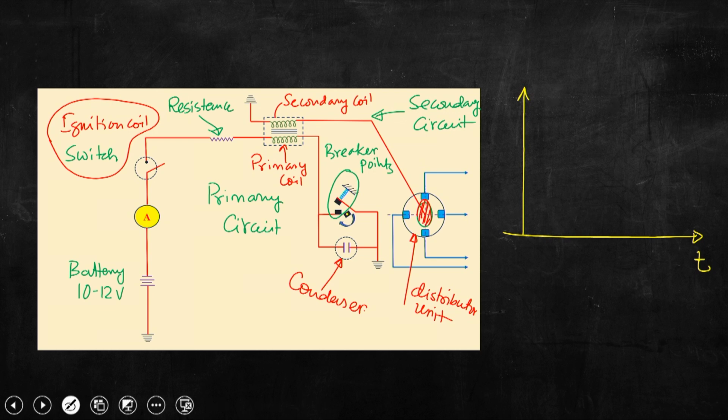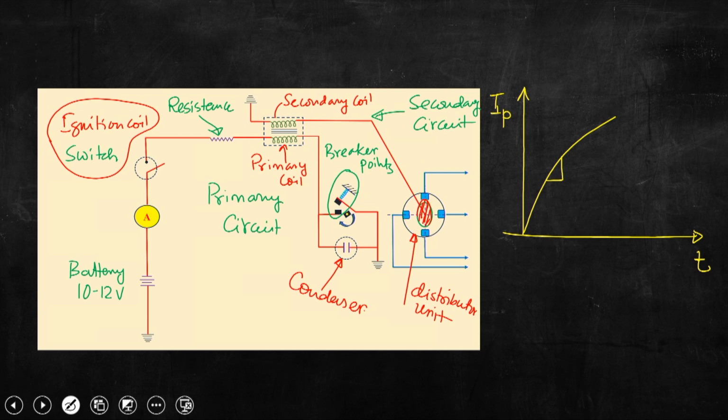So, if it is time t, if this is primary current, then essentially it would be delayed. If we take the slope from there, this is basically the building up process. Now, the question is, as I said, these breaker points are closed and opened by a cam, and that cam is connected to the engine shaft and rotated by it.